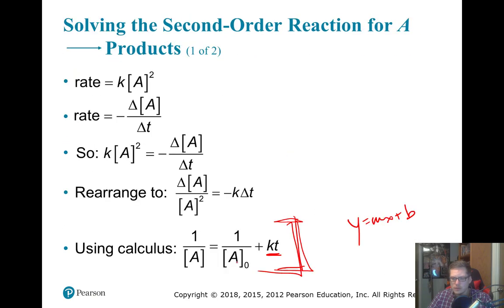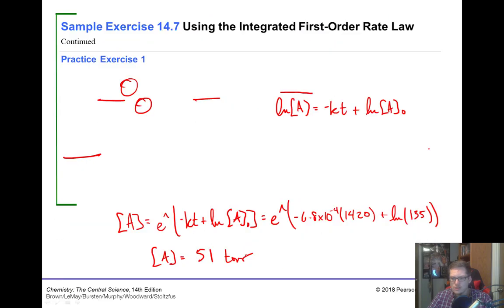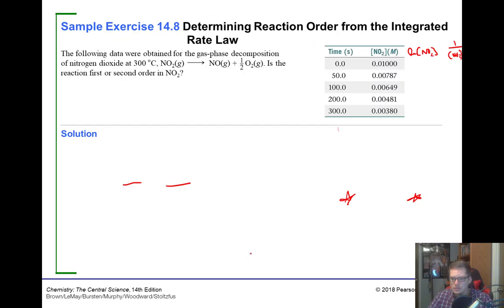That's the half-life. Yeah, positive K T. See, I told you. I told you.